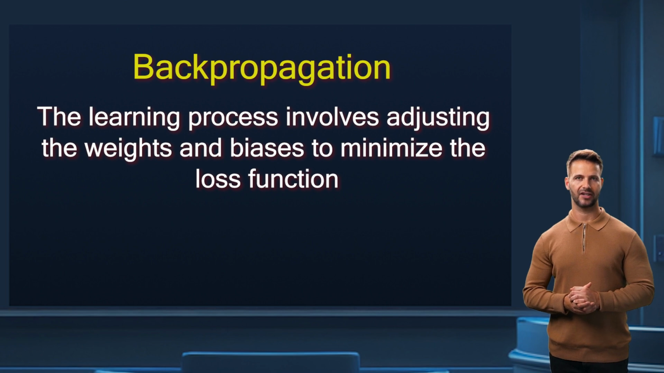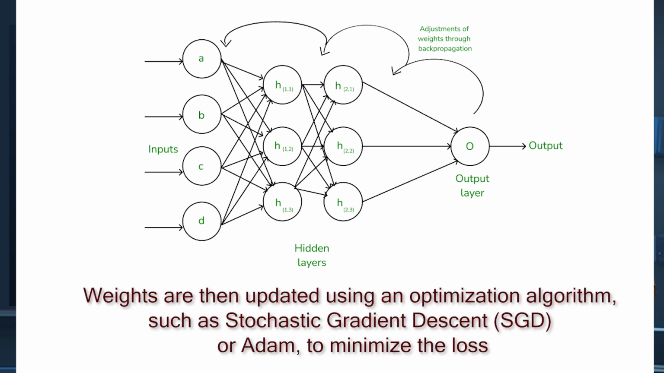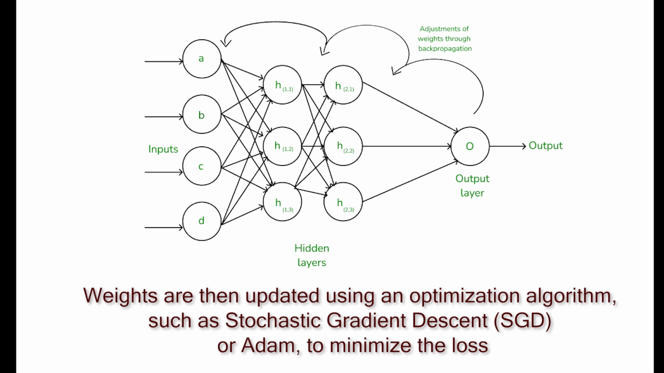During backpropagation, the network calculates the gradient of the loss function with respect to each weight by applying the chain rule. The weights are then updated using an optimization algorithm such as stochastic gradient descent, SGD, or ADAM to minimize the loss.